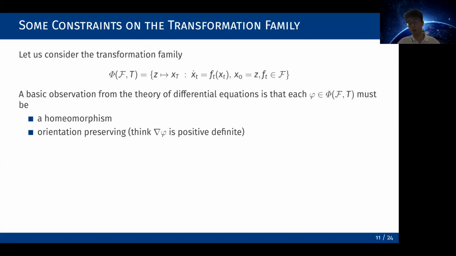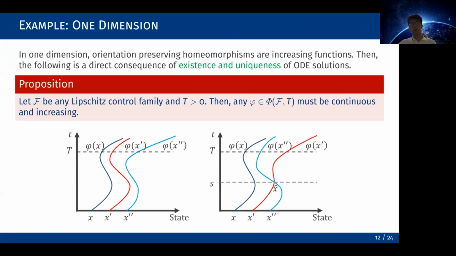Okay, so what does that really mean? If that doesn't paint a geometrical picture, we can take a look at one dimension to see what that means. In one dimension, orientation preserving homeomorphisms are just increasing functions. Okay, so they are invertible, and orientation preserving, because the Jacobian, which is the derivative here, is positive, right? So that means it's increasing. Now, why is this restriction present? Well, the following is actually a direct consequence of existence and uniqueness of ODE solutions.